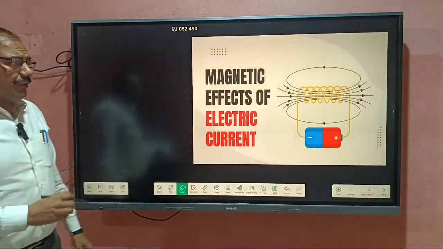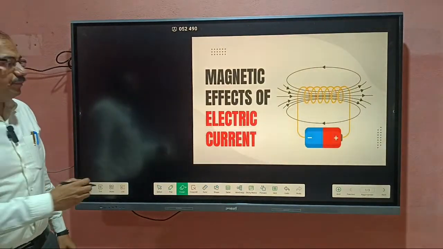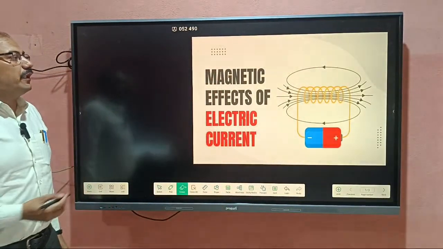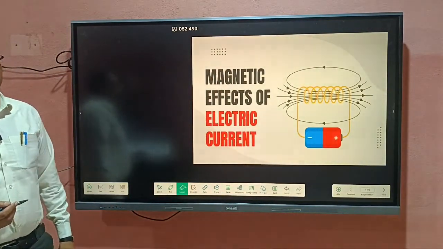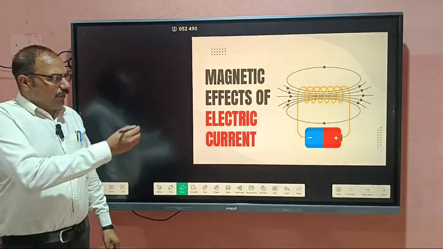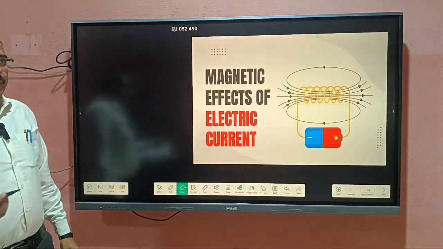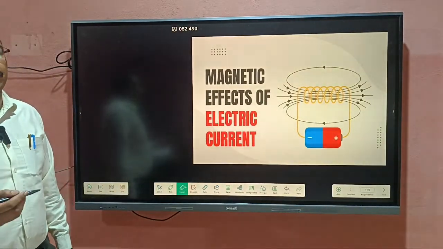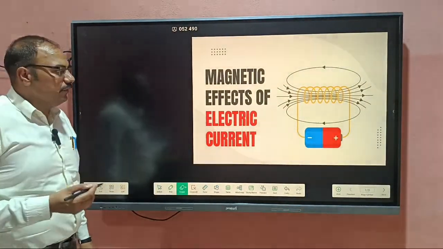Of chapter 12 of physics. So this chapter belongs to the 10th class. Here we study the magnetic effect of an electric current. First of all, we study some electric effects of a current, like the heating effect and other effects, which were left in the previous slide.